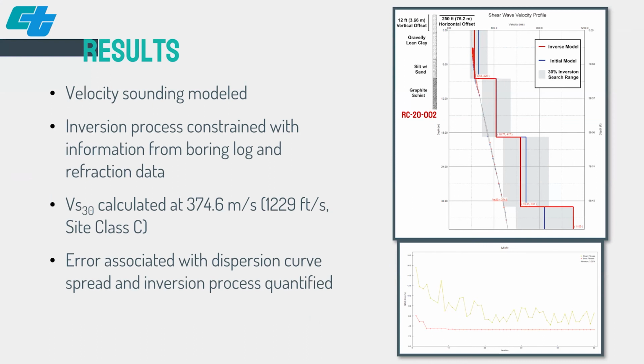With our newly refined dispersion curve, a velocity structure was modeled. Using information gleaned from both the refraction data and boring logs, an initial model reflecting the graphite schist contact was used to guide the inversion. The gray areas outlining the initial model represent the 30% inversion search area.